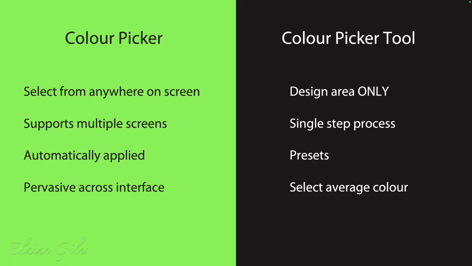Now, the dedicated colour picker tool, you are limited to the canvas area, the design area, only when it comes to making your selections. It's a single-step process. So with something selected, you use that and it will automatically apply. You've got presets to choose from, which enable you to choose an average colour from a larger area, which is what it says at the bottom. You can select an average one.